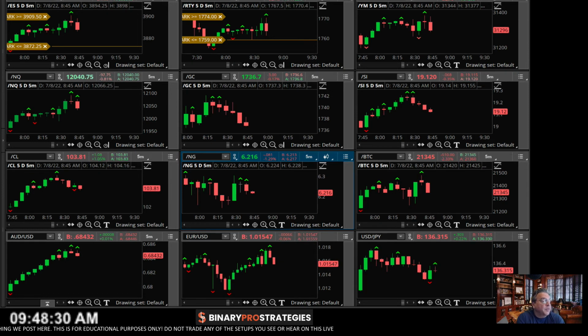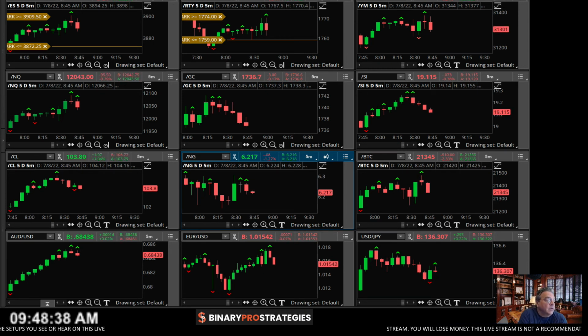Possible double buy coming up in the Aussie US. See those little green triangles when you get two of them next to each other? Tend to be a really nice trade. I'm more short bias. I really like them more on the short side, but that's also a real strong pattern, those doubles. So we'll see if that holds, and that'll put us into a buy on the Aussie US.